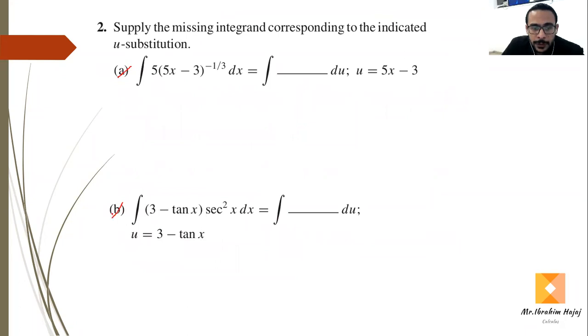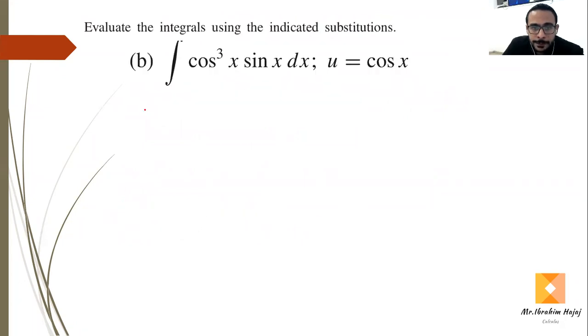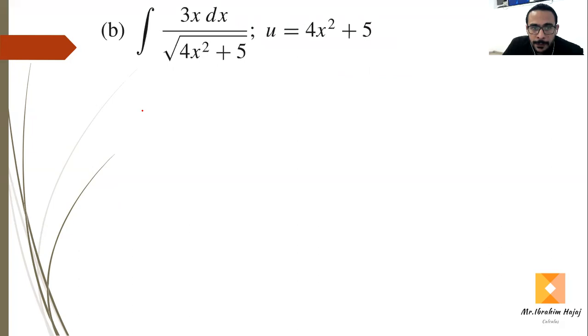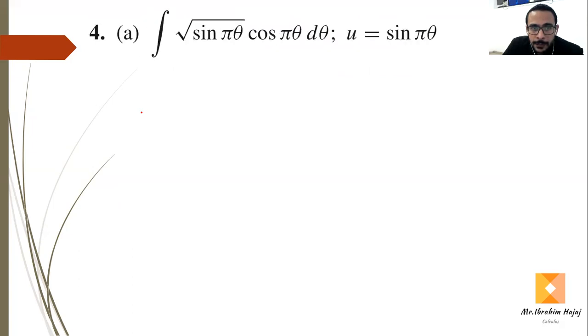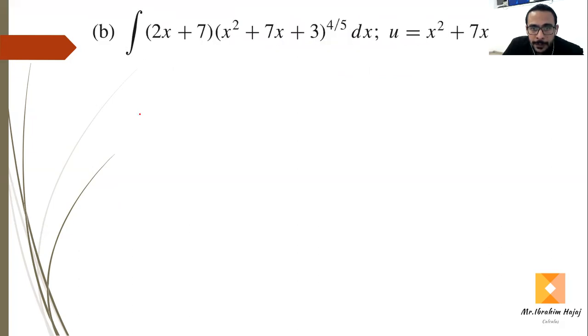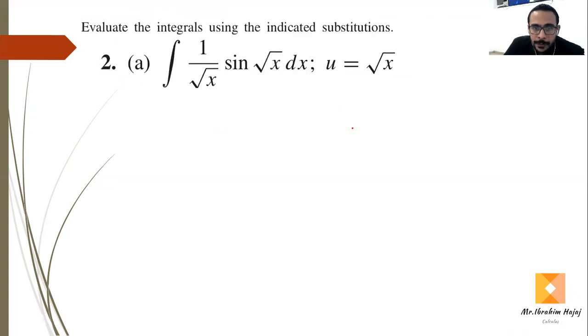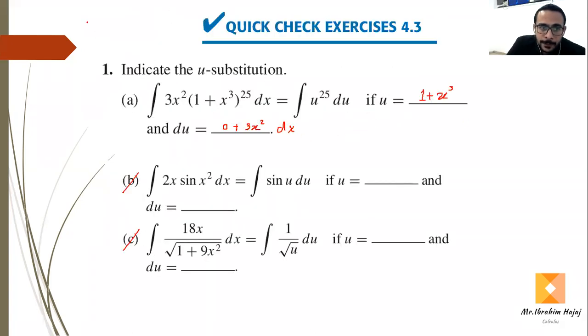Letters B and C are homework in quick check exercise 4.3. Number 2, all A and B. And from question 1, A and B; 2, A and B; 3, A and B; 4, A and B. Again, I will write the homework for you here. Guys, please pay attention: quick check exercise 4. The quick check exercise comes above the set exercise. Number 1, B and C. Number 2, A and B. Number 3, all A and B, and 4, A and B.